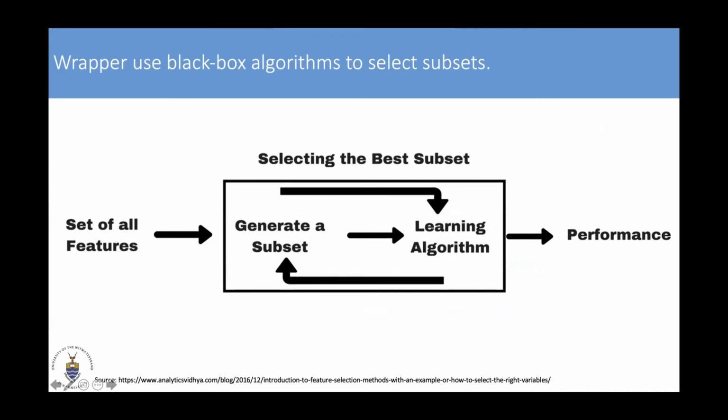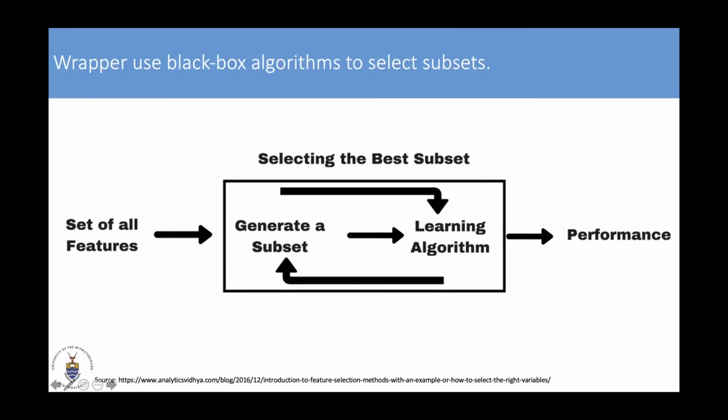So wrapper methods are also multivariate feature selection techniques. Unlike filter methods, which are univariate, these now take into account other features. So although filter methods are good for noise reduction, the problem with them is that they can actually discard a feature which seems unimportant on its own, but that feature is actually important in the context of a group.